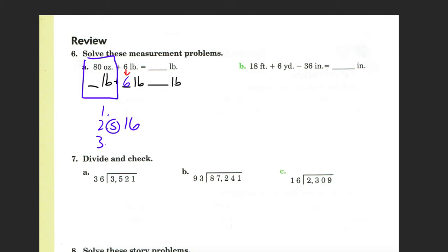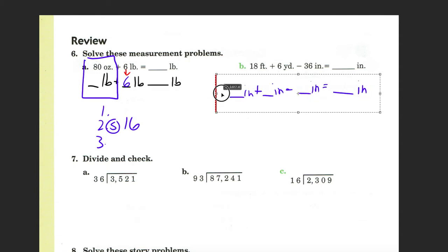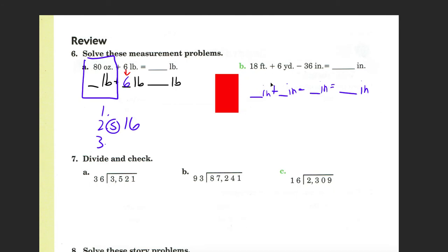18 feet plus 6 yards minus 36 inches equals how many inches? So our answer is in inches. That means everything needs to be in inches. It's kind of messy, but all right. I can shrink it a little bit. So everything needs to be in inches. Bring down anything that's already in inches. 36 is already in inches, so bring that down.